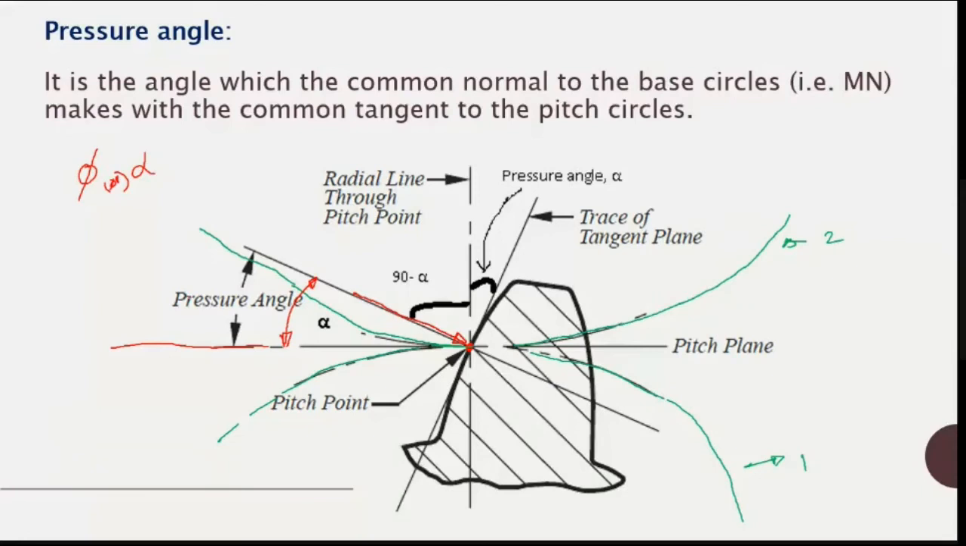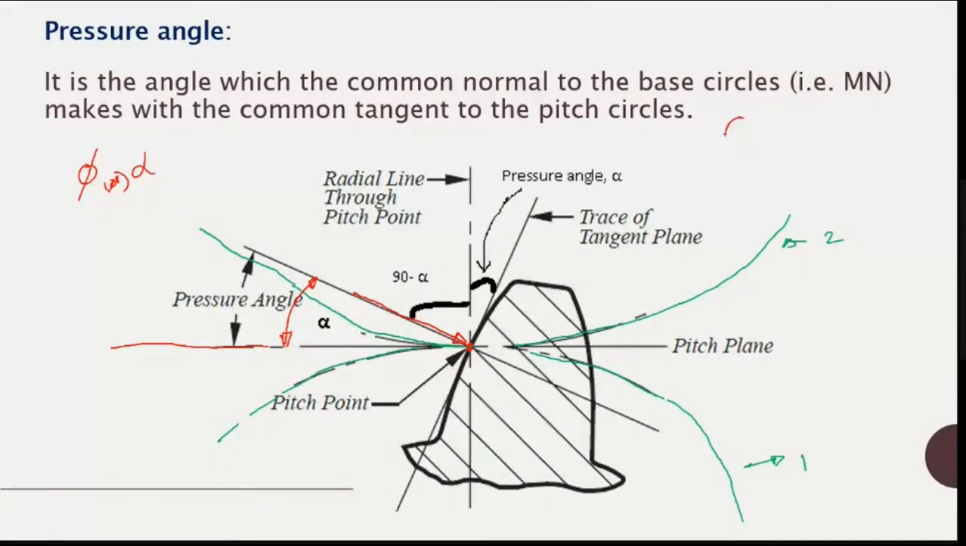So the pitch plane here is horizontal because the two diameters are having contact horizontally. So in the definition, the common tangent to pitch circles is that only, no, sir? Yeah, it is the common tangent. Then what is the common normal to base circles, sir? Can you explain that? The common normal is the center-to-center distance.